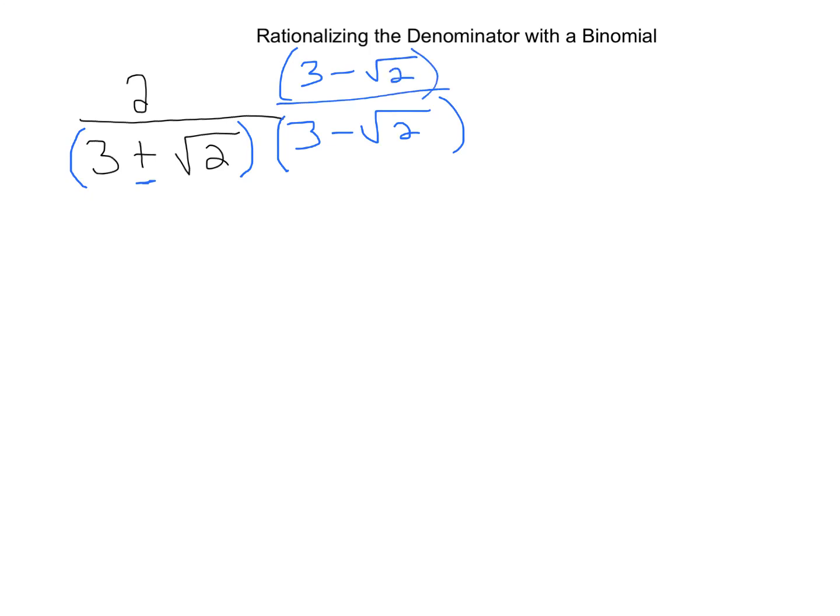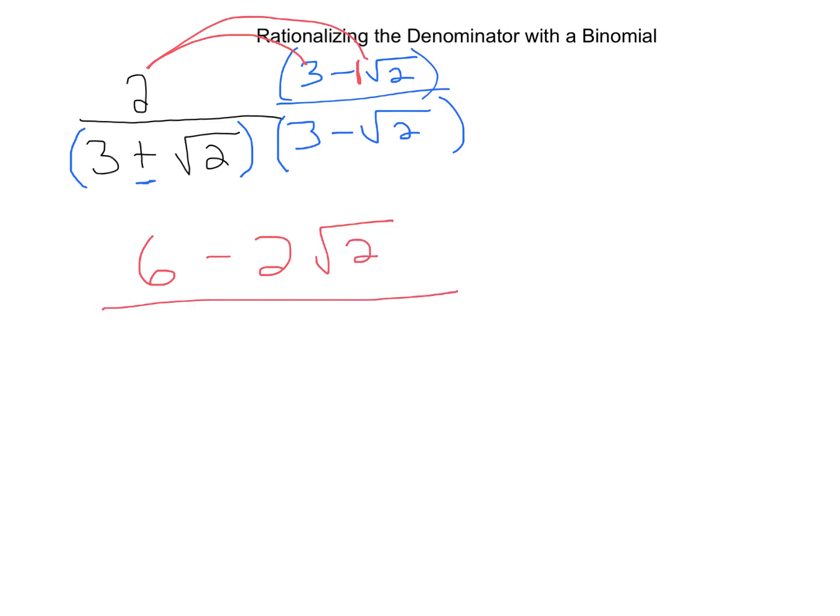Okay. Now in doing this, which means you now have to FOIL this out. So 2 times 3 is 6. Remember, there's a 1 hiding here. 2 times negative 1 radical 2 is negative 2 radical 2, over. Now we FOIL this out.